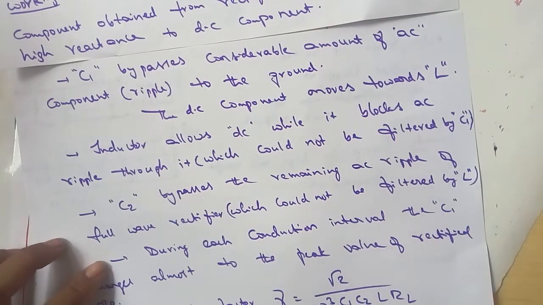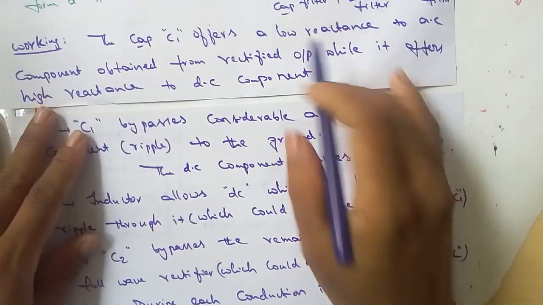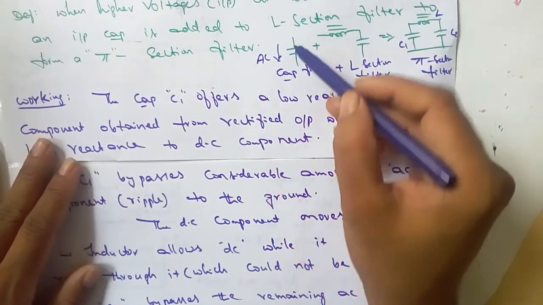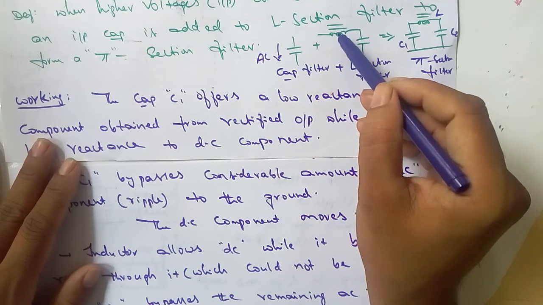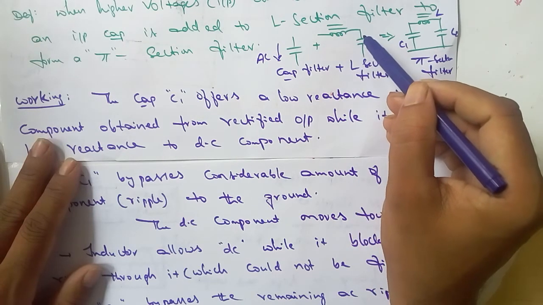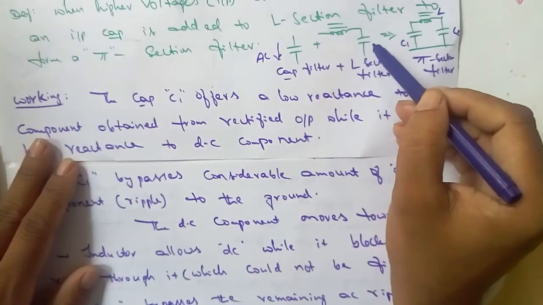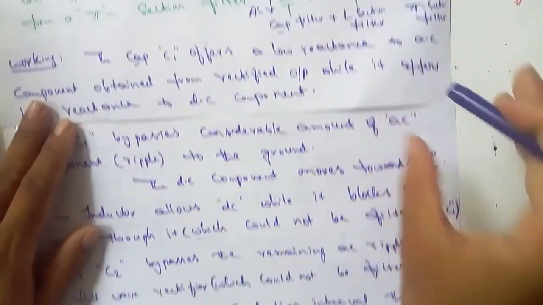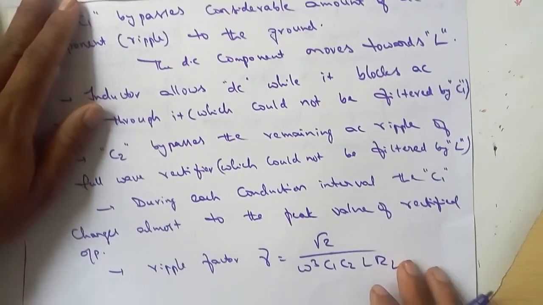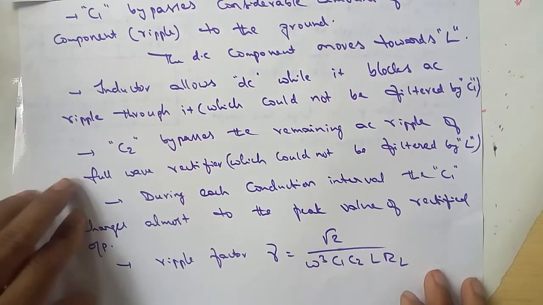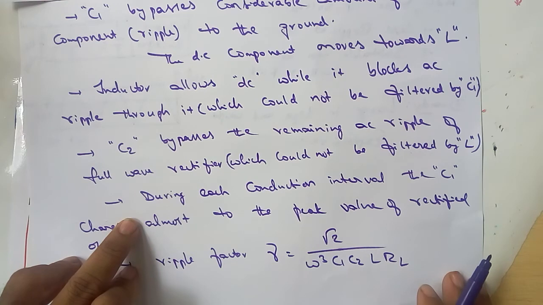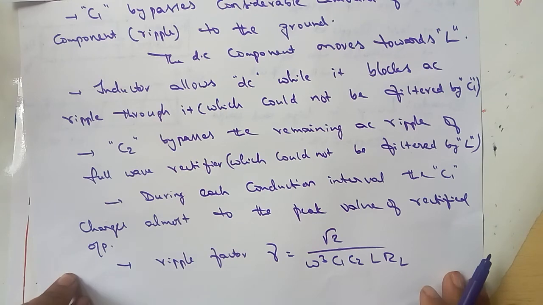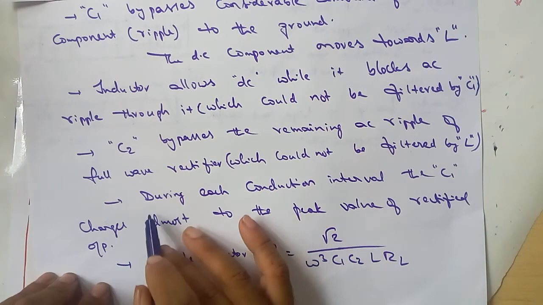So in this manner what happened here? First of all, some of the AC component flows through C1 and the remaining AC component is blocked by the inductor, and the still remaining AC is grounded through the capacitor C2. In this manner it acts as a perfect filter, right? So the capacitor is always charging and discharging with every pulse of the peak value of the output.